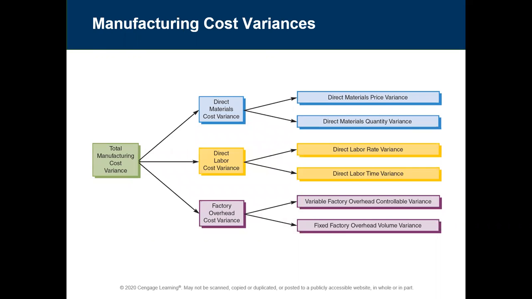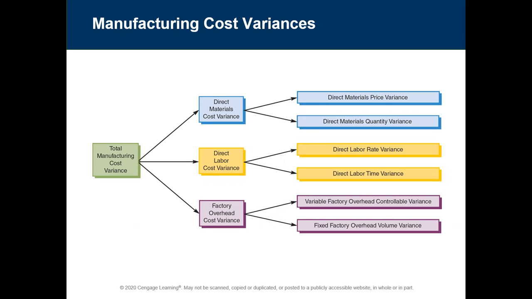So they use these big terms, which I'll go over to describe what I just described. Our total manufacturing cost variance is made up of our direct materials cost variance, our direct labor cost variance, and our factory overhead cost variance, okay? And our direct materials cost variance is made up of either direct materials price variance or direct materials quantity variance. Those are the fancy terms, which mean exactly what I just described.